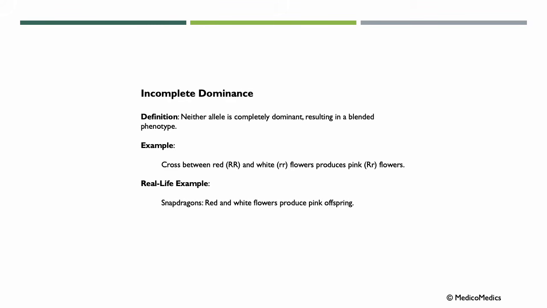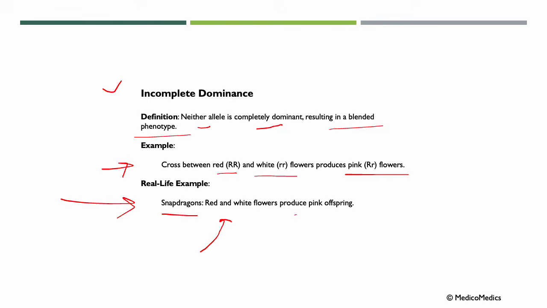So let's briefly look at these one by one. We have incomplete dominance, where neither allele is completely dominant, resulting in a blended phenotype. For example, crosses between red and white flowers producing pink flowers. A real-life example is snapdragons. If you ever looked at one, you see that red and white flowers could produce pink offspring.